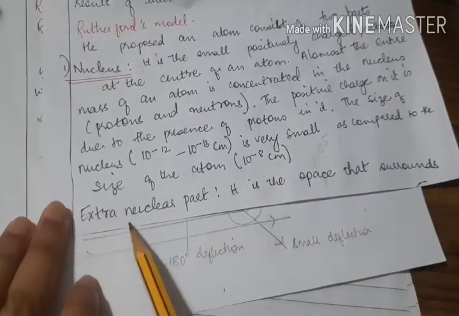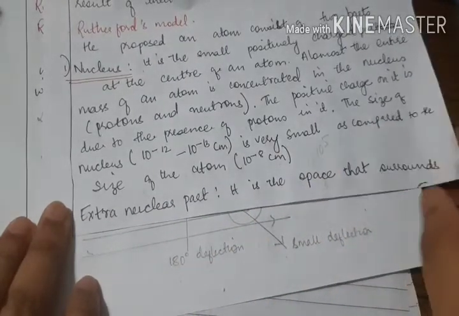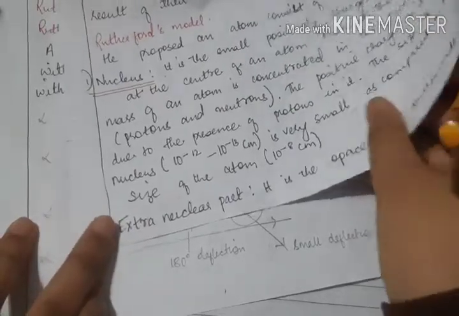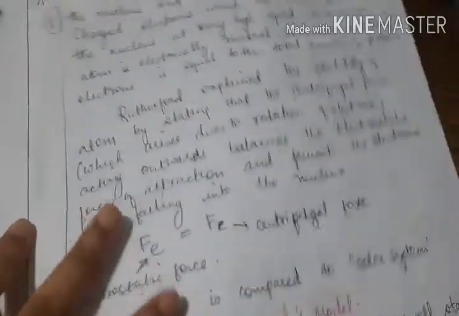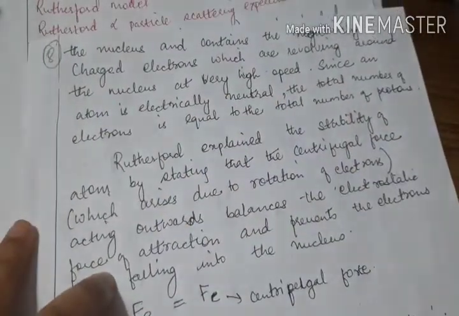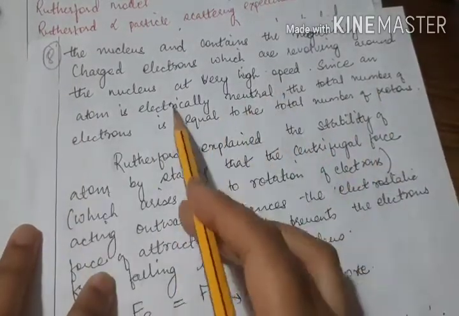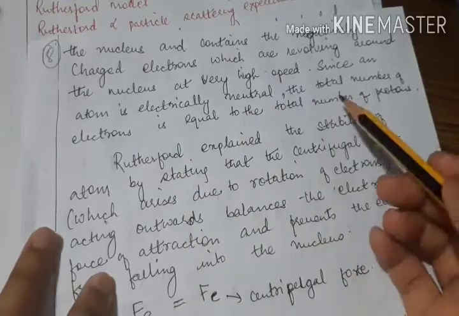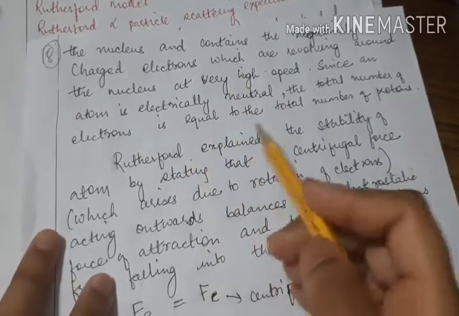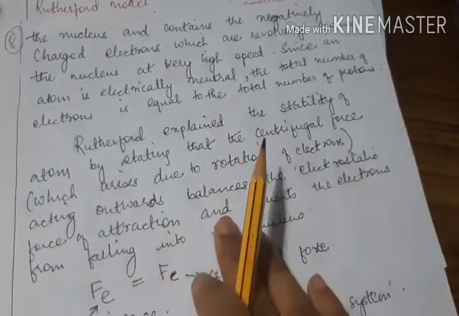And the other one, the extranuclear part, is the part outside the nucleus in which there will be electrons moving in circular orbits. And since the atom is electrically neutral as a whole, he said that the number of electrons should be equal to the number of protons.